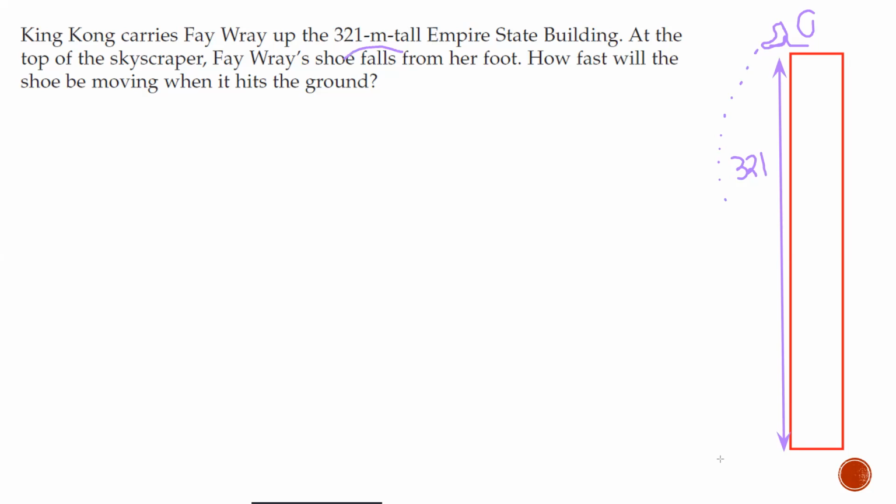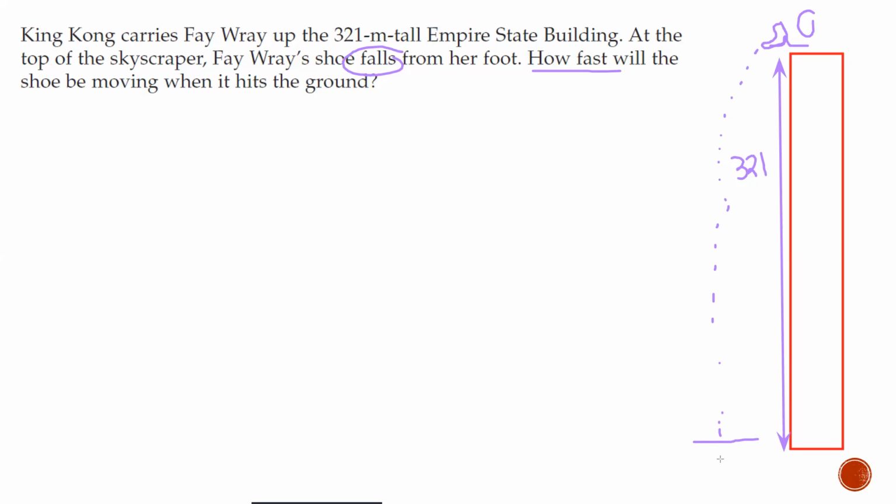So this means I'm talking about a falling object. How fast? What's the meaning of how fast? I'm asking you about the velocity. Thank you. So how fast will the shoe be moving when it hits the ground? How fast will the shoe be moving?